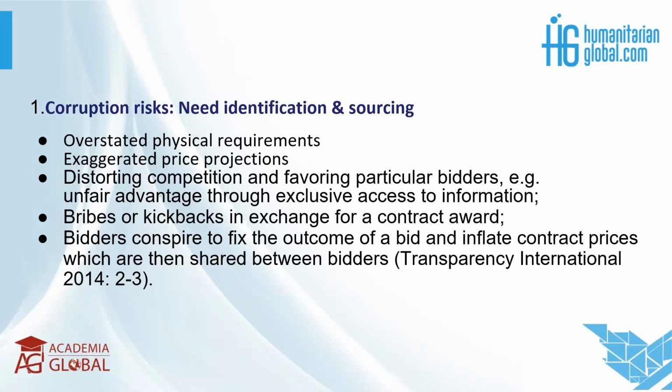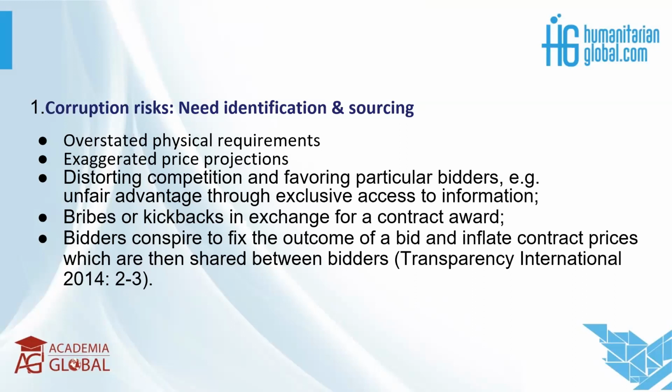The other one is exaggerated price projections. The procurement person sitting in an organization decides that a bag of maize in Kenya is 1,000 Kenyan shillings, but they're not going to give that to the organization.